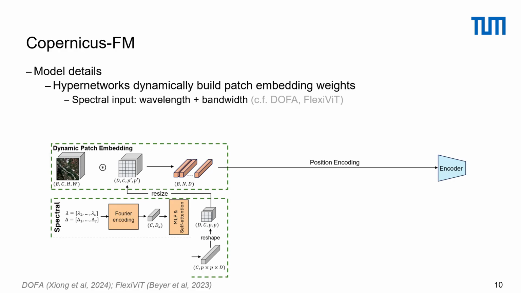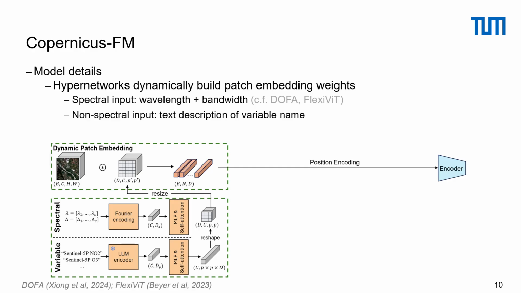For spectral input such as RGB and multispectral, we encode wavelengths and bandwidth values into a set of vectors, which then go through MLP and attention layers to get flattened kernel weights. These weights are reshaped into the convolutional kernel for patch embedding.